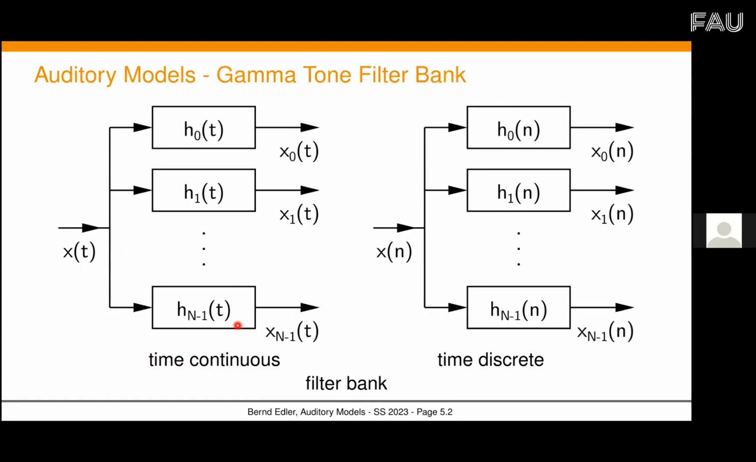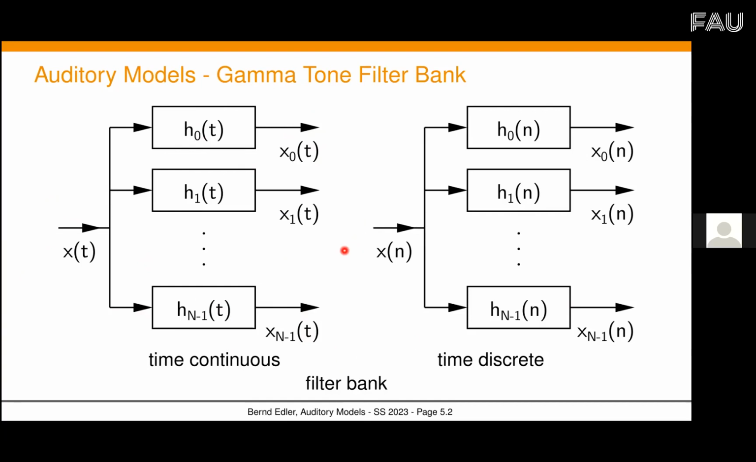So, the gamma tone filter bank: you have a set of bandpass filters, all operating on the input signal, because you want to know how a certain vibration at the input would influence the vibration at different positions of the basilar membrane, corresponding to the outputs of the individual filters. This would be the time continuous case, and then this would be approximated with time discrete filters.